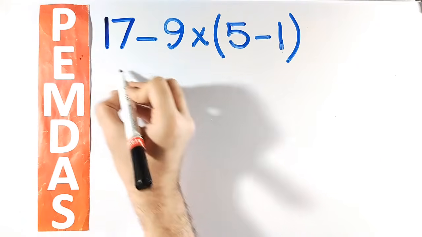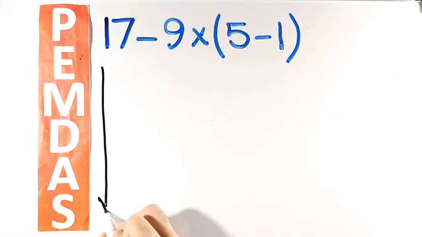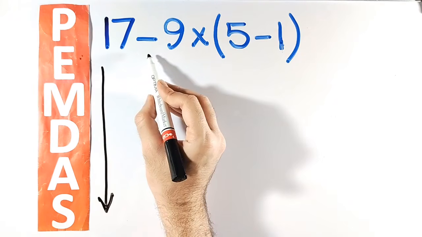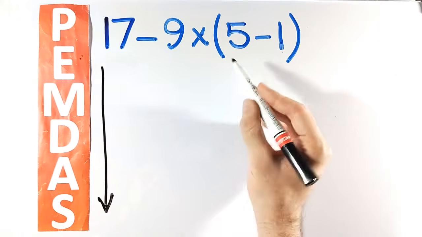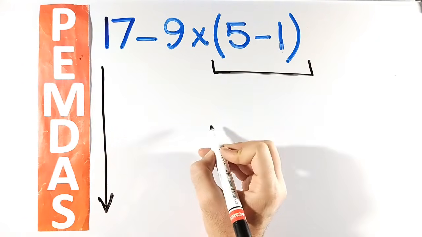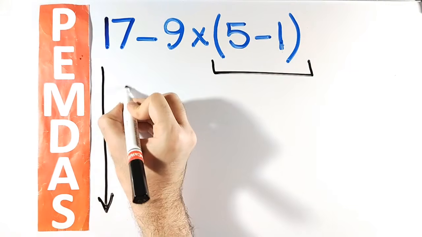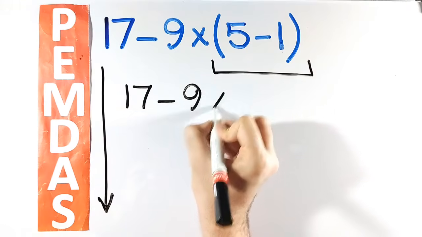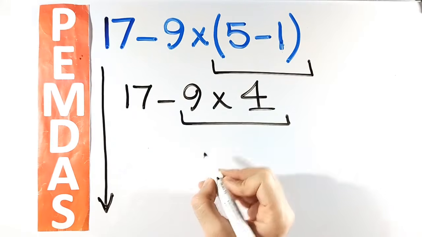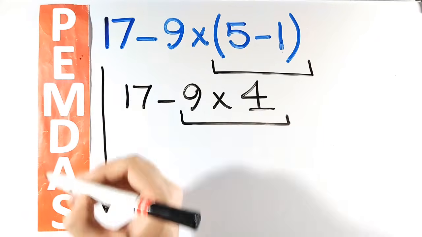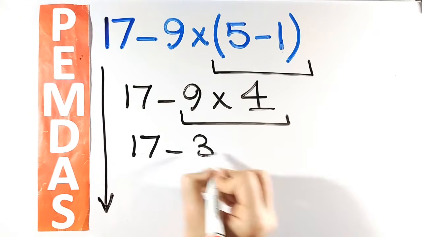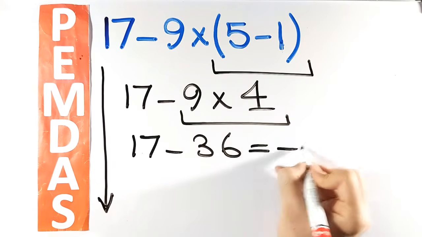To solve this question, we must follow the order of operations step by step from top to bottom. As you can see on the screen, in this equation, first we have a subtraction sign, then a multiplication sign, and finally parentheses. According to the PEMDAS rule, first we go for the expression inside the parentheses, and instead of this equation, we can write 17 minus 9 multiplied by 4. And the next step, we go for the multiplication between 9 and 4 because multiplication has priority over subtraction. So, we rewrite this equation as 17 minus 36, which finally gives us the answer, negative 19.